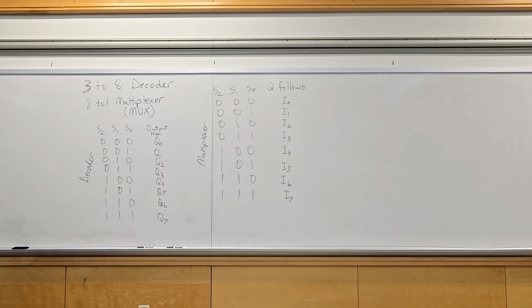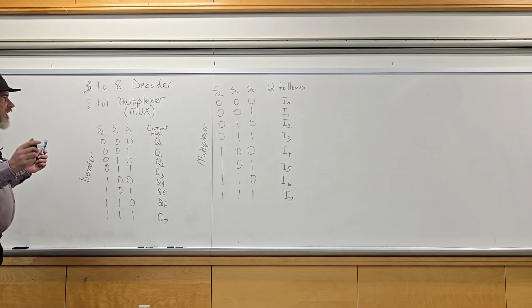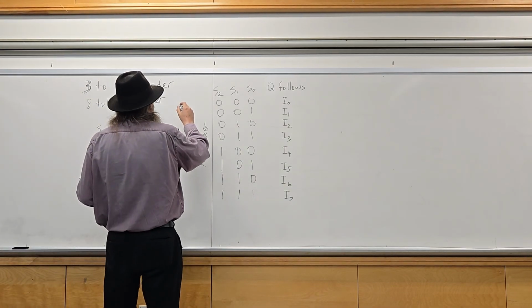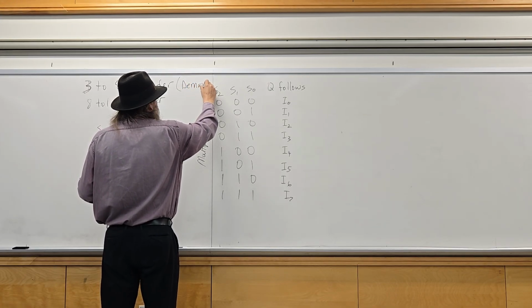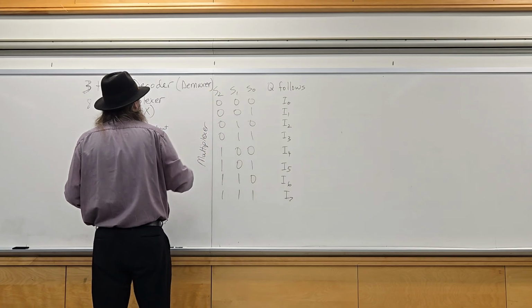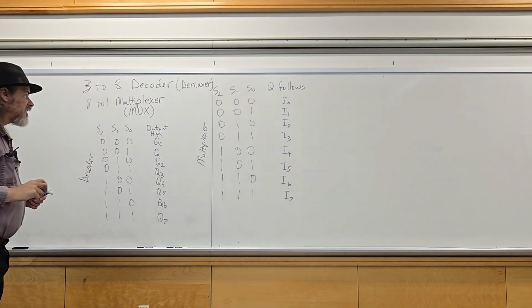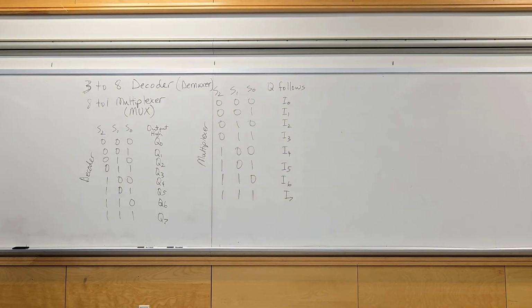So multiplexers again come in different flavors as well. 2 to 1, 4 to 1, 8 to 1, 16 to 1, that sort of thing. For the sake of completeness, sometimes these are called demuxers or demultiplexers, because it kind of separates out into multiple lines your inputs.